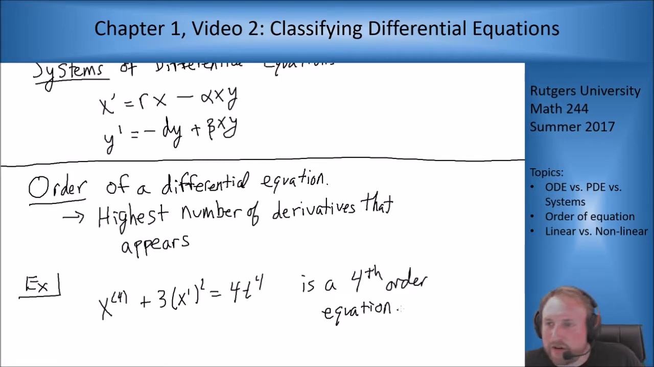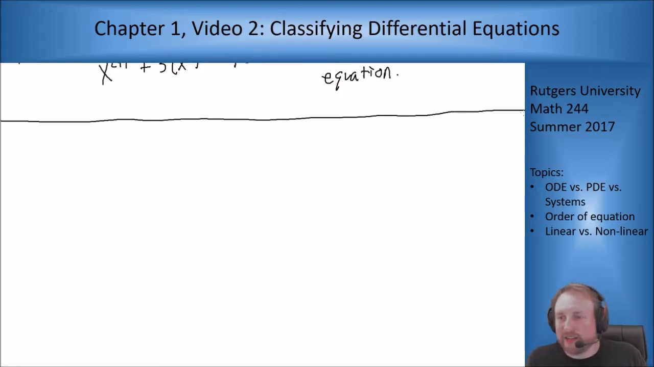Right, so this is not too hard to determine either. You're just looking at the derivatives that show up and what is the highest derivative that appears anywhere in the equation. So that's our second form of classification to talk about. We have whether it's an ODE, a PDE, or a system. We have what order the equation is. And our third and final one we're talking about today is whether or not an equation is linear or nonlinear.